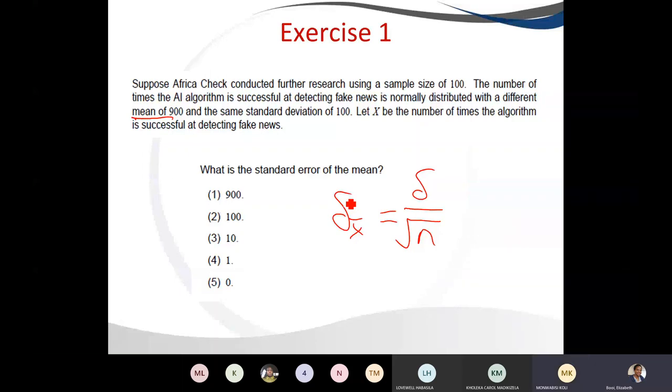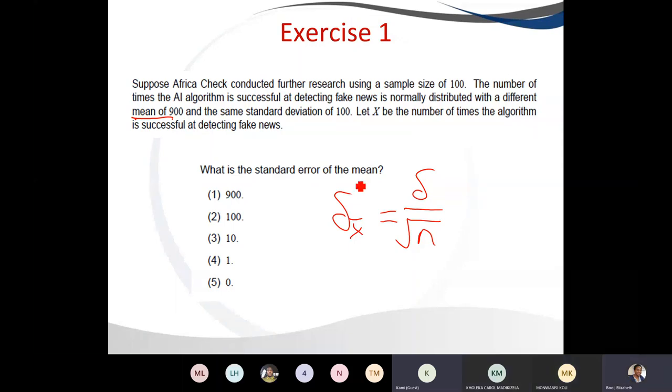Are you done? Should be quick and easy. Ma'am, is it number one, 900? Because the sampling distribution equals the mean. Is it number one? I think it's supposed to be number three, because I gave you the formula. No, it's number three, 10.